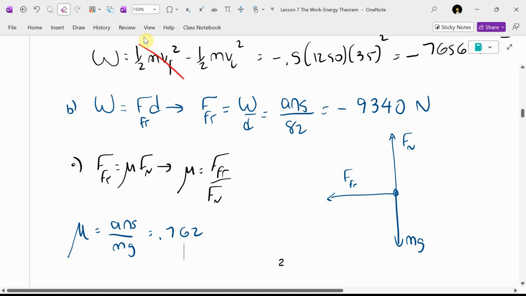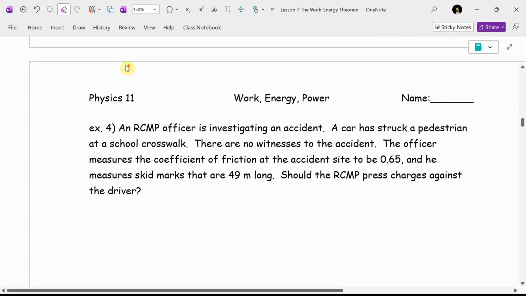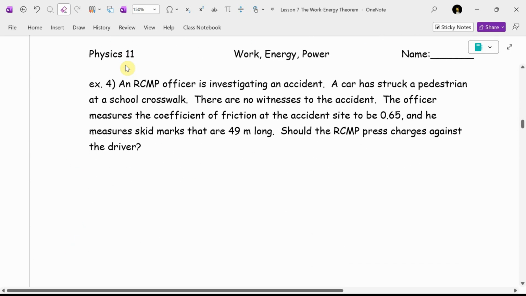And now I fulfill a promise from several months ago. I like example 4. Example 4 is our next question. Example 4 says this: an RCMP officer is investigating an accident. A car has struck a pedestrian at a school crosswalk. There are no witnesses. The officer measures the coefficient of friction at the accident site to be 0.65, and he measures skid marks that are 49 meters long. Should the RCMP press charges against the driver?